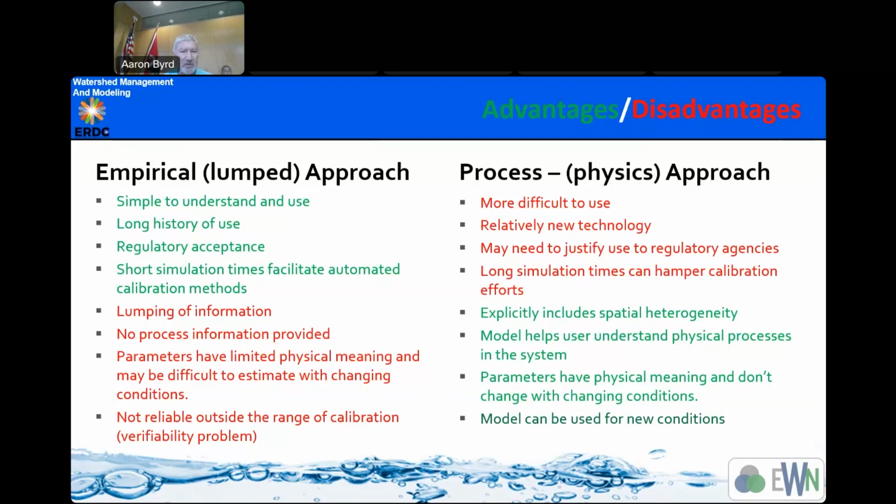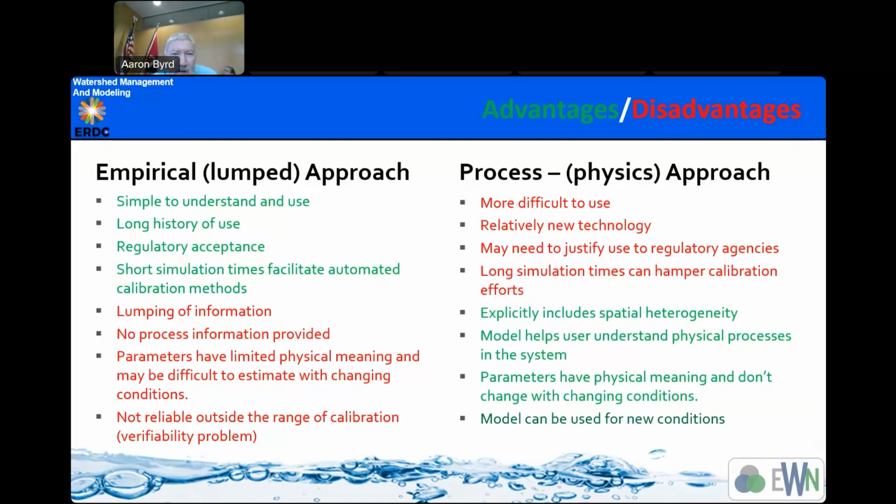The parameters have limited physical meaning and may be difficult to estimate when you're changing conditions. So if the conditions change and your parameters are tuned basically to the data, you may not know how to change that parameter. I ran into that many, many years ago, and that's what got me interested in physics-based modeling. They're not reliable outside the range of calibration, which can lead to a verification problem. I can't say that word today. Somebody say it for me.